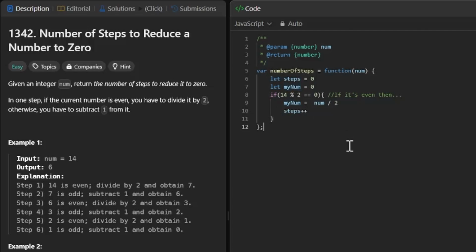Math. And then else, my num equals num minus 1. Or my num plus equals, steps plus plus, and return steps at the end.